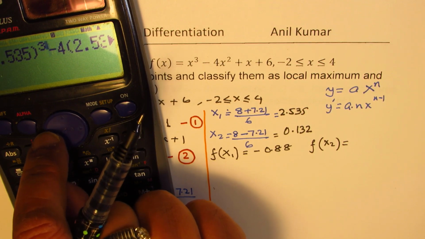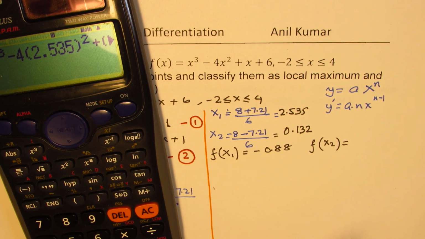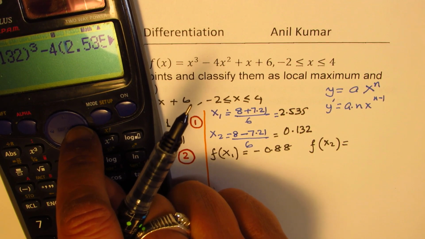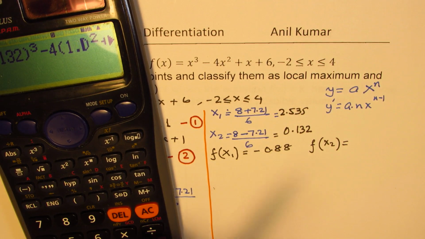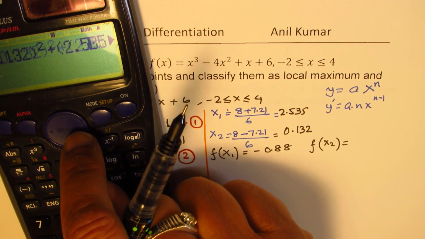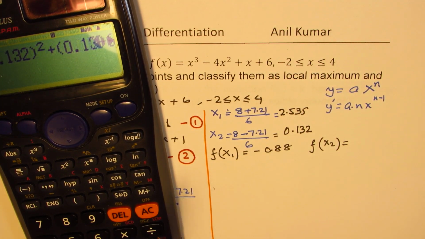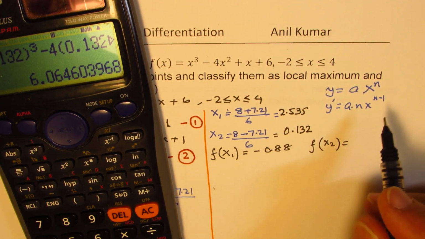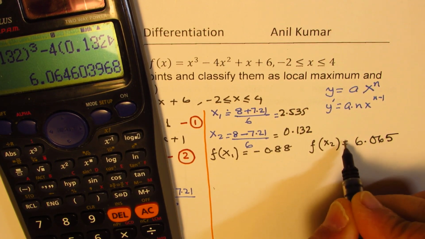Okay, so I'll just change the root here to 0.132. The answer is 6.064. Let's say 6.07, right? So we're just rounding it.